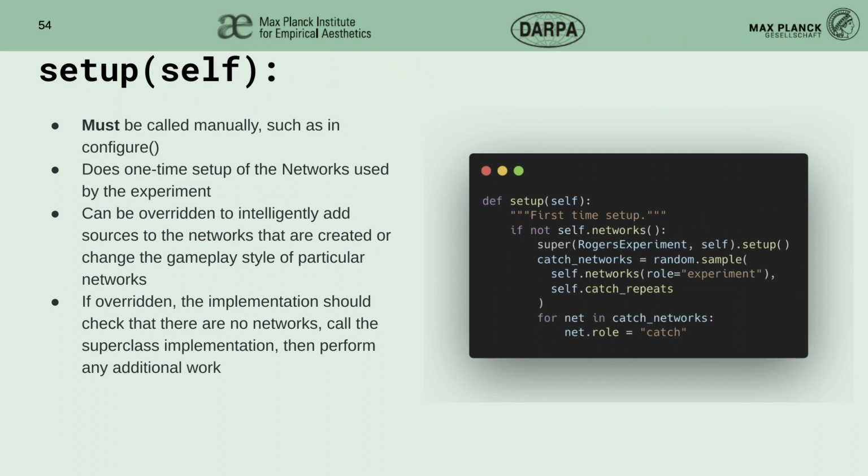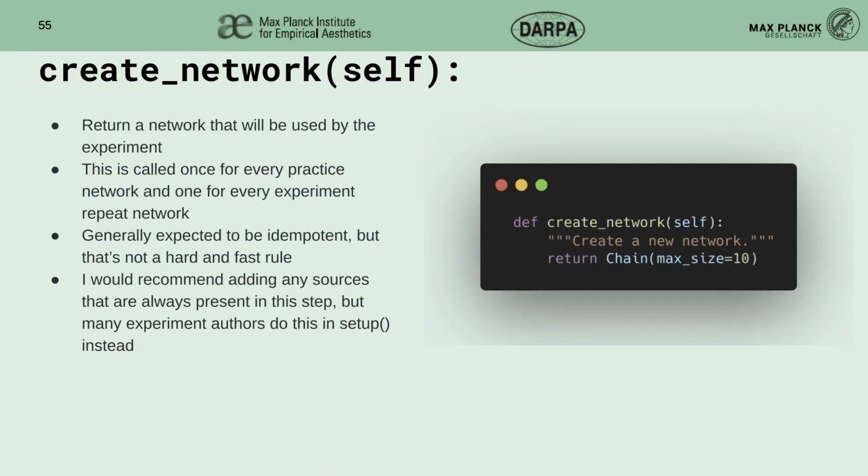So the pattern we've been going with is that create network should be your default one, and if you want to change any of them, potentially randomly or potentially according to a pattern, you would do it in setup, because setup has the full list of all of them, so it can make intelligent decisions. Although, of course, if it's random, it's going to be the same either way.